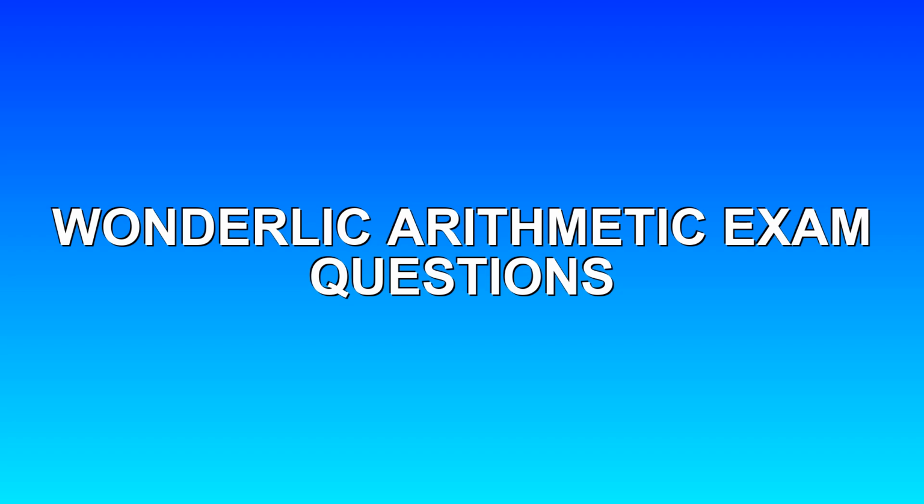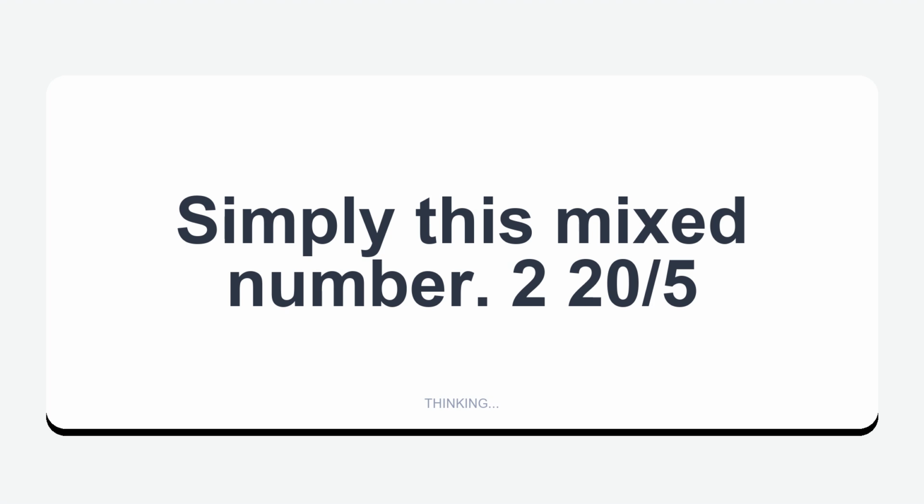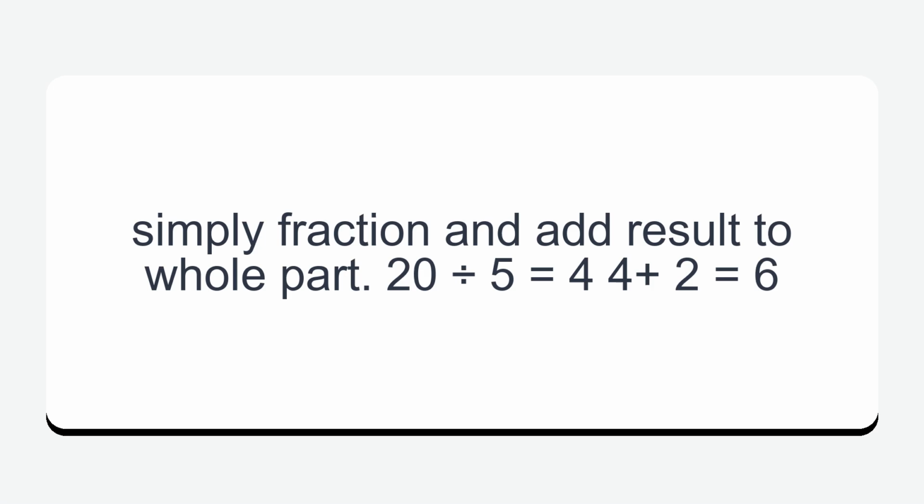Wonderlic Arithmetic exam questions. Simplify this mixed number, 2 and 20/5. Simplify the fraction and add the result to the whole part. 20 divided by 5 equals 4. 4 plus 2 equals 6.